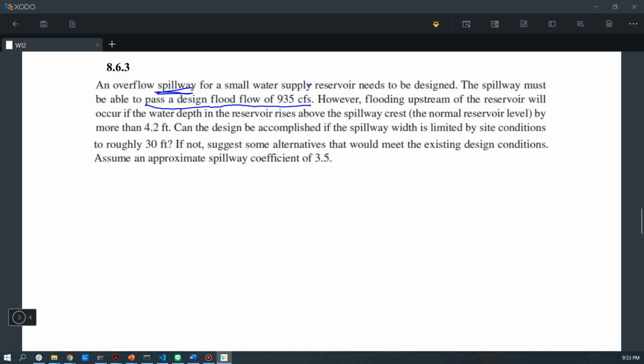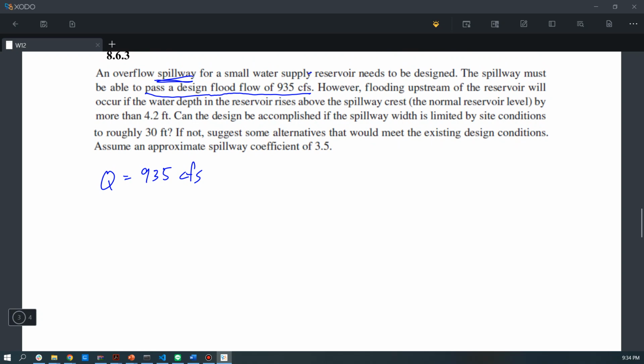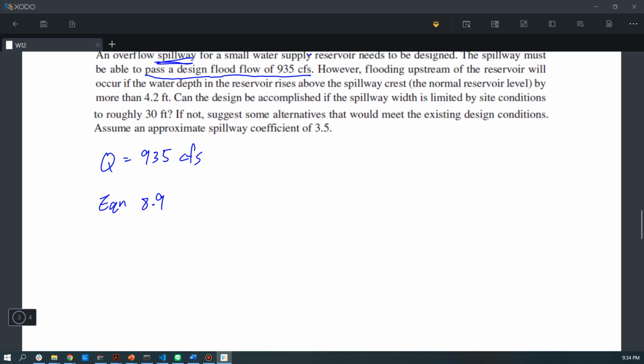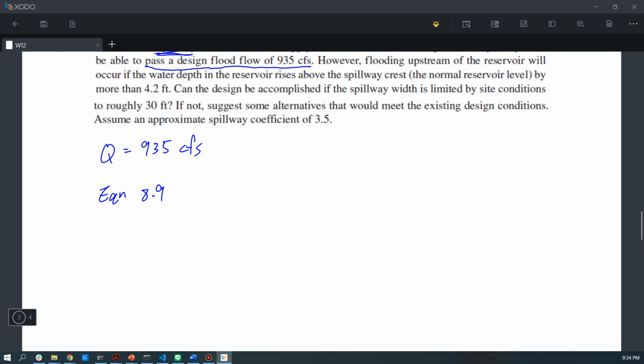So in the first step, we need to evaluate whether this design can pass our flood flow, which is Q equal to 335 CFS. The equation for the flow rate for the spillway, you can find as equation 8.9 in the textbook. And here I can write it down for you.